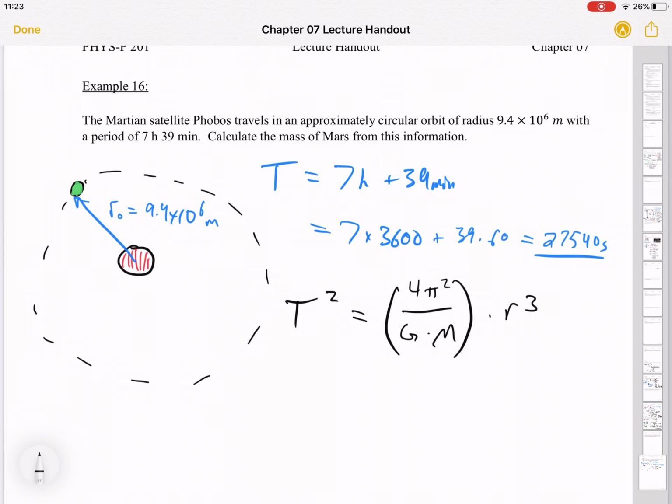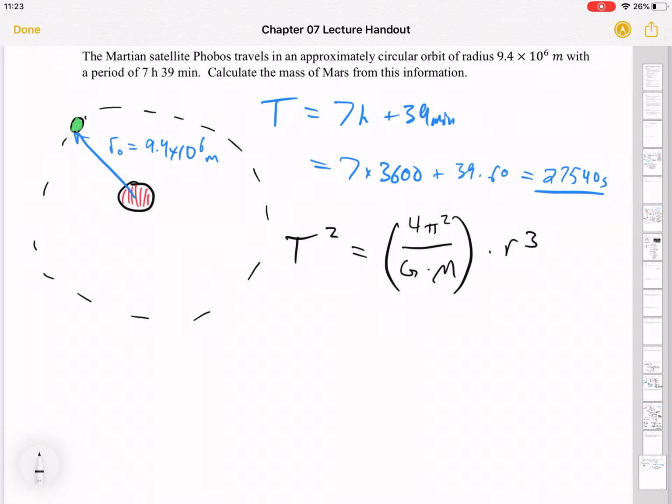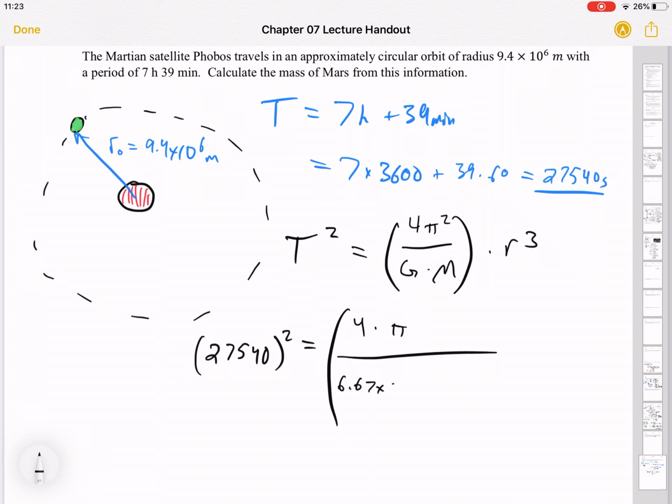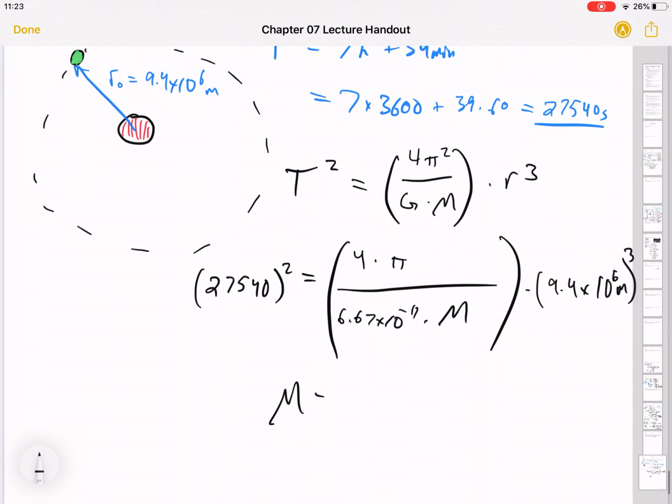So we can plug in. The period in seconds, again, we need all of these things to be in SI units for this to work out. 4 pi squared divided by 6.67 times 10 to the minus 11 times M, times 9.4 times 10 to the 6 cubed. So a little bit of careful algebra later, and what I get is the mass of Mars is 6.48 times 10 to the 23 kilograms.